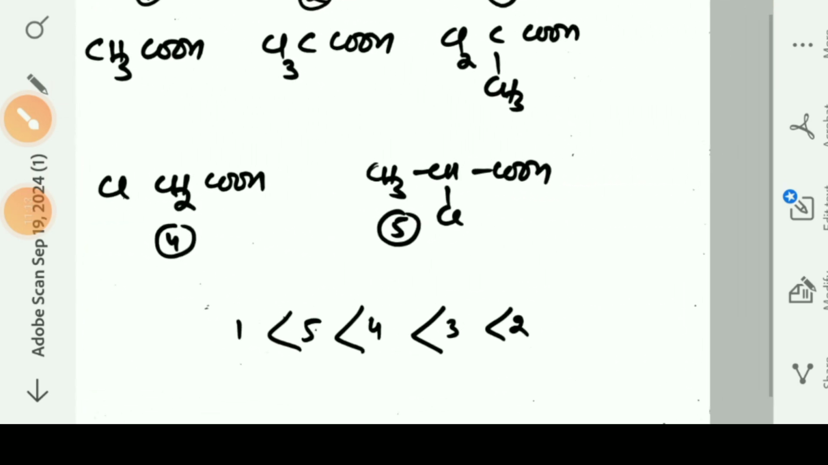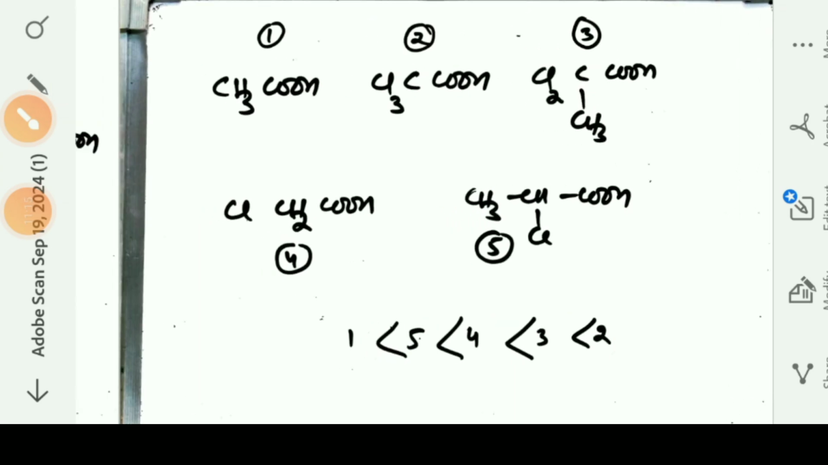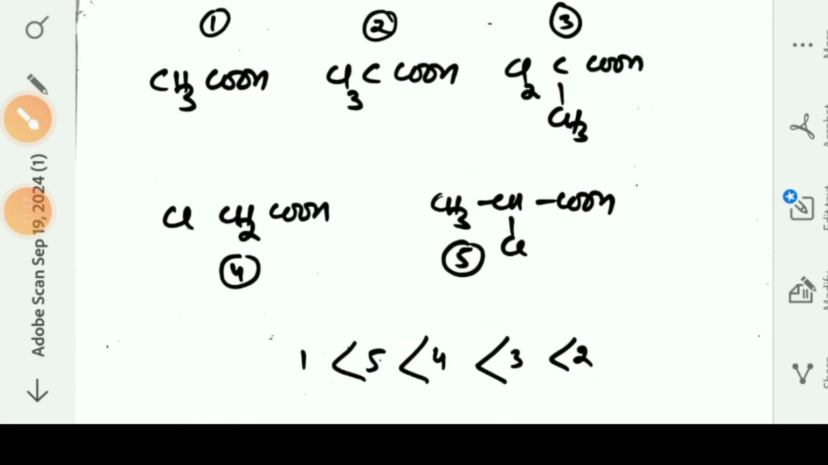Let us do now this question, which is most commonly asked. These acids have been numbered as 1, 2, 3, 4 and 5. They have different groups. In the first case, the first compound is acetic acid, and second is trichloroacetic acid. Third has a CH3 and Cl2. You try to solve it yourself and find out how the acidity of these carboxylic acids follows the order.